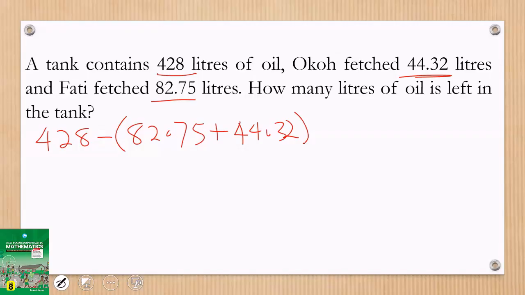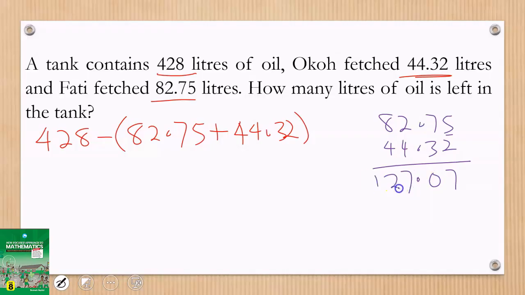So let's do this simple calculation here. We are going to add 82.75 and 44.32. Always make sure you arrange so that the decimals will be in order, okay? And so we have 5 plus 2, which is 7. Then 7 plus 4 will give us 11, so we write 1 and carry 1. We bring our decimal point, then 2 plus 4 is 6, plus the carried 1 is 7, and then we have 12. So our answer becomes 127.07.